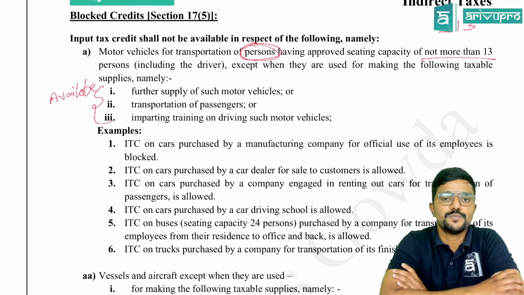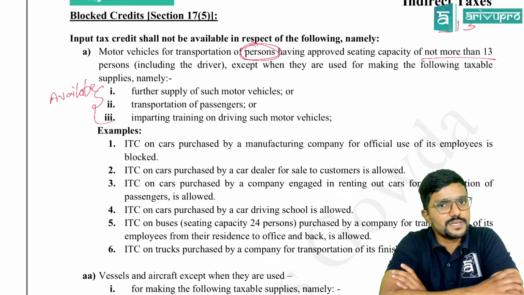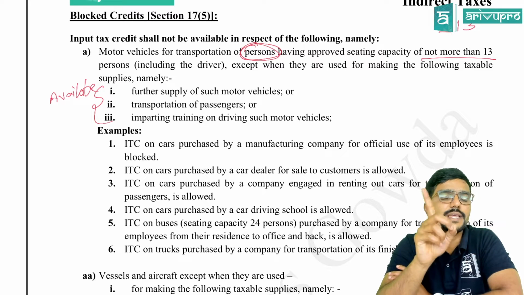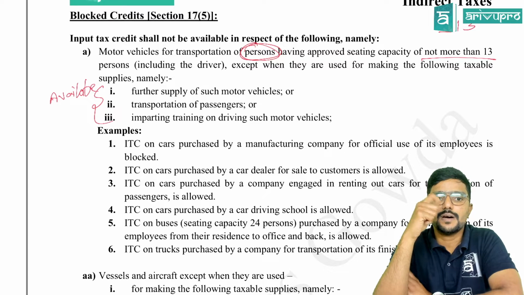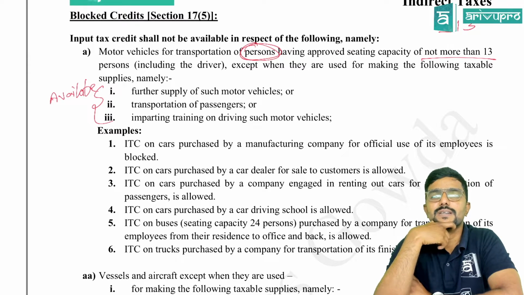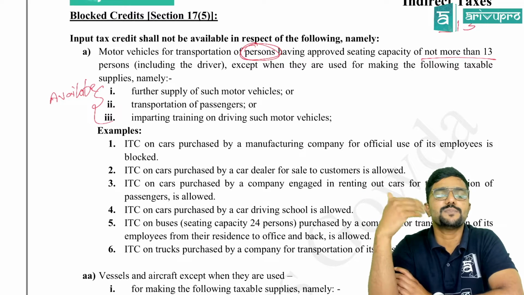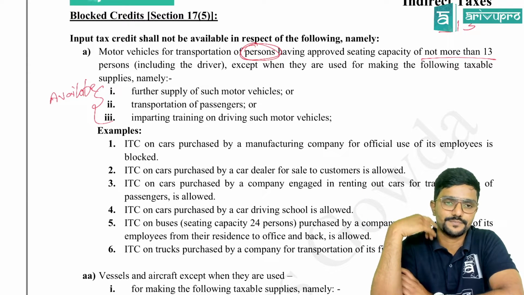So in that case, will the credit be available for Infosys company on the purchase of car? No, because passenger is different, employees is different, guys. Please be very careful. Clear? So who is covered under this second point is only those transportation companies who provide transportation services to the passengers.